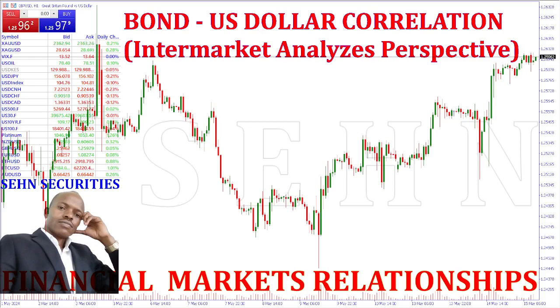On the other hand, a narrowing yield differential might suggest a weakening US dollar, which should prompt traders to sell the US dollar and buy higher yielding currencies.